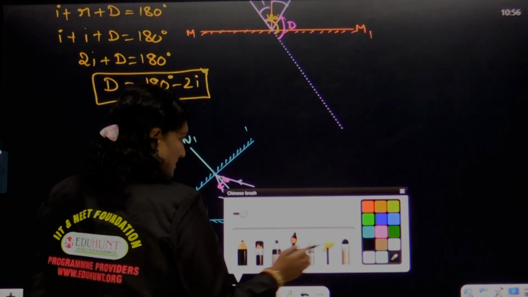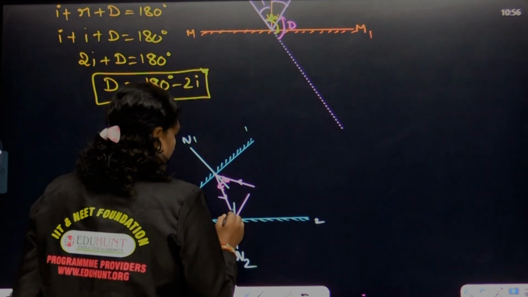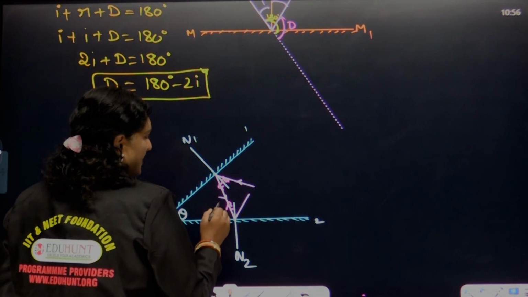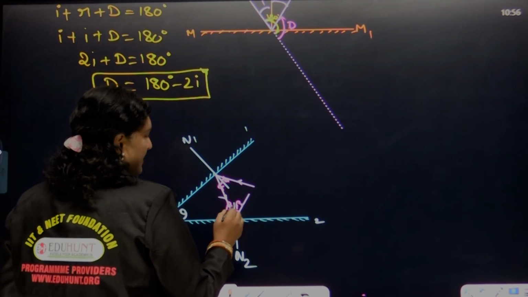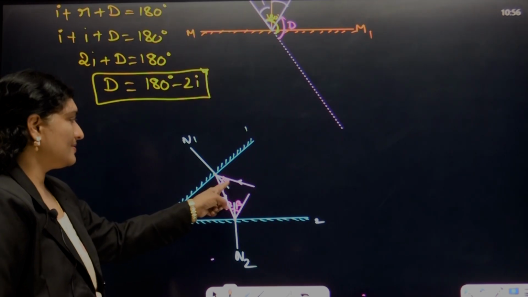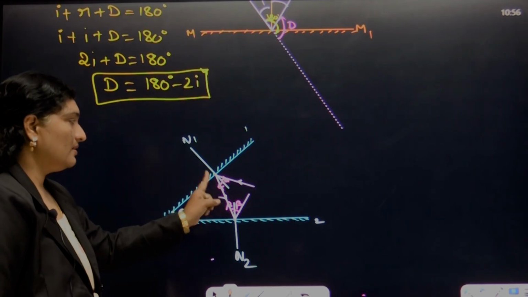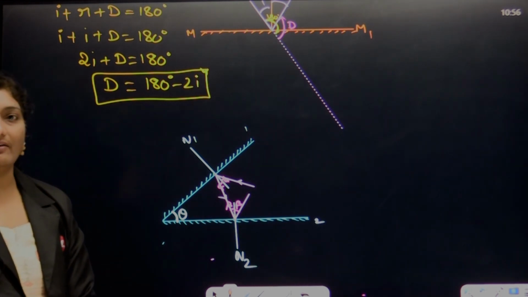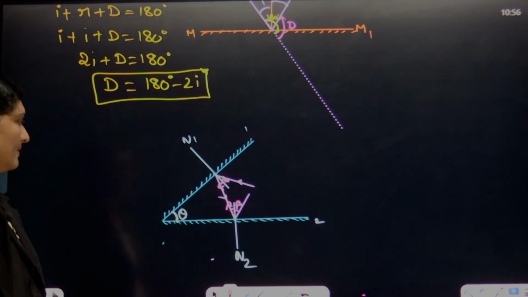Okay. So this is your angle of incidence. It might be incident at some other angle, say beta. Let us suppose this angle as beta. So alpha is your incident ray, alpha is your reflected ray. In this second mirror, beta is your incident ray and beta will be your reflected ray.